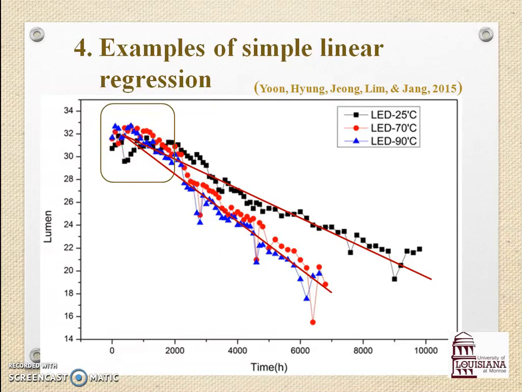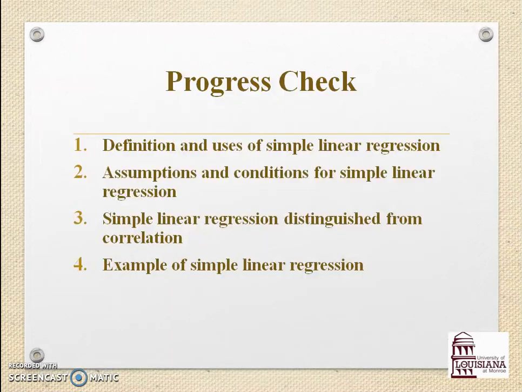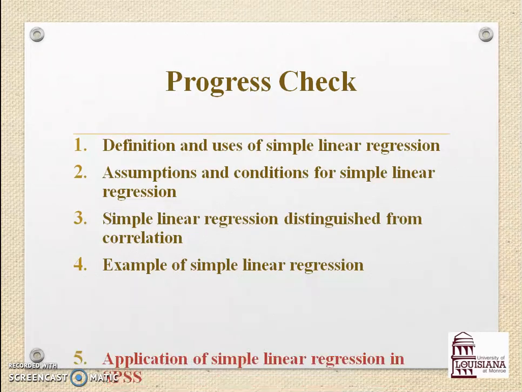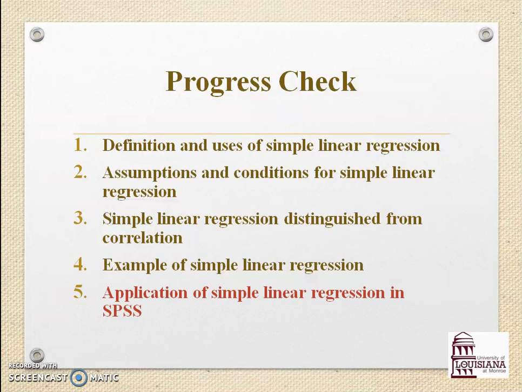Although the data are not reported for bulbs exposed to 70 and 90 degrees Celsius past 7,000 hours of use, using our regression line, we can safely predict that if the bulbs were still running at 8,000 hours, they would be expected to emit about 16 lumens. Now, thus far in our presentation, I discussed items 1 through 4 on the agenda. Now I will use SPSS to demonstrate an application of simple linear regression.